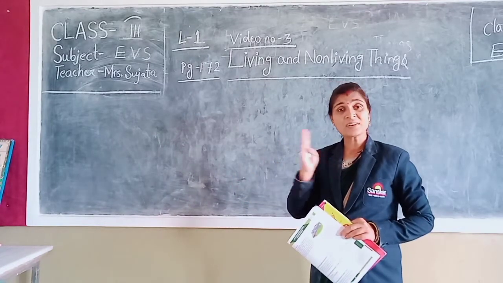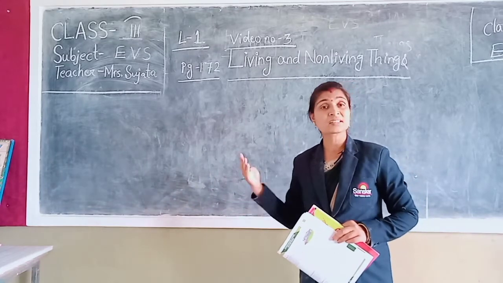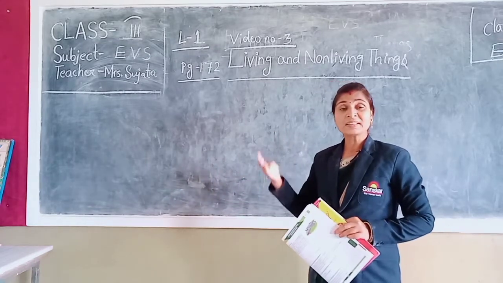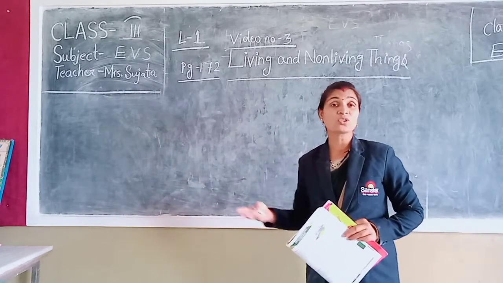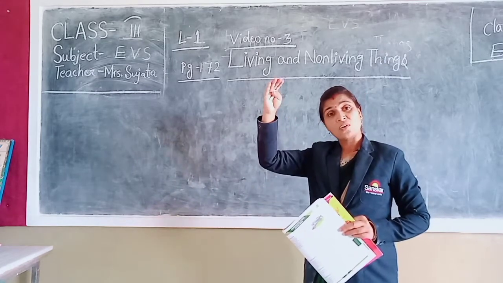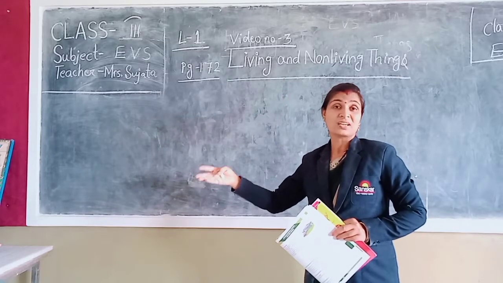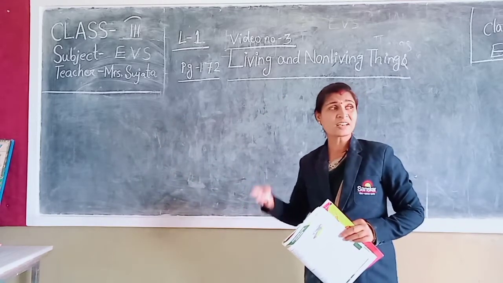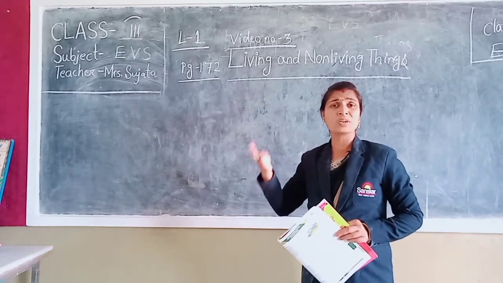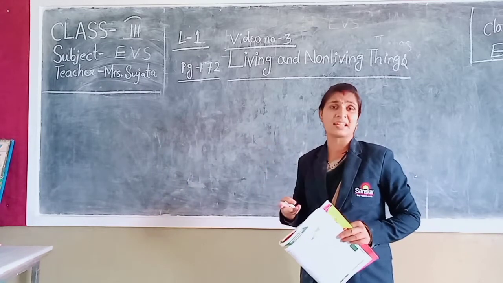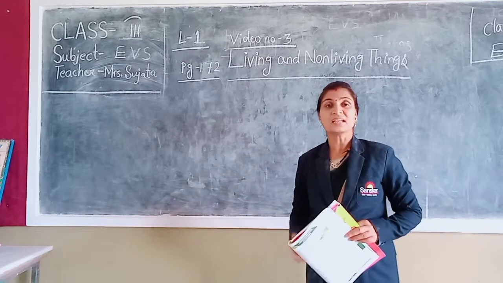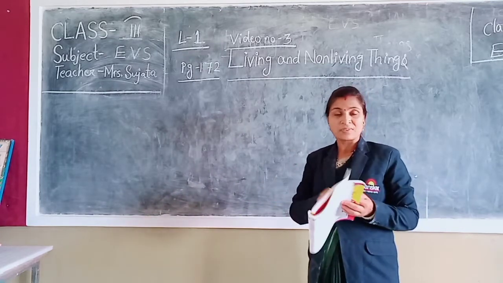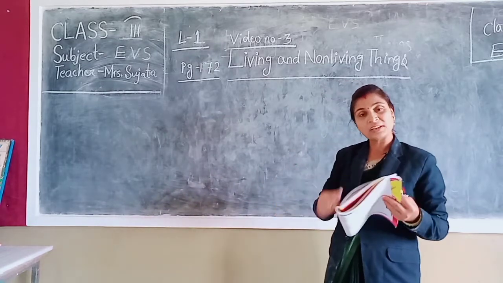Okay, living things can feel, but non-living things do not. Okay, living things can move, but non-living things cannot move. Living things grow, non-living things do not. We are saying again and again: living things grow, living things move, living things feel, living things die, but non-living things nothing, because they are lifeless. So these are the difference between the living things and non-living things.